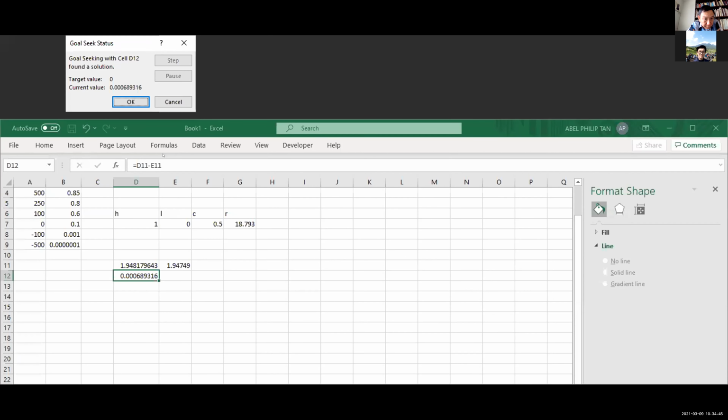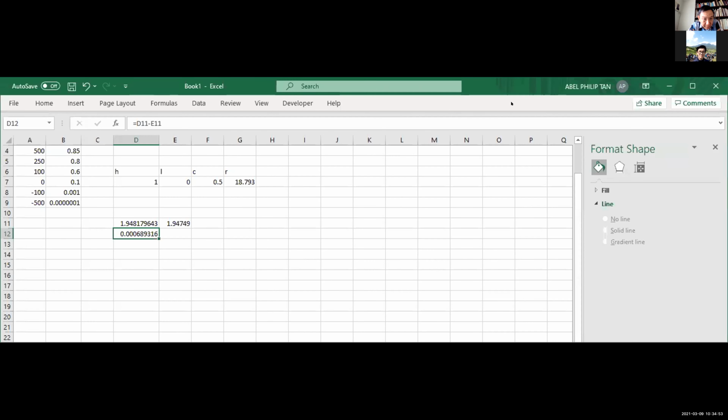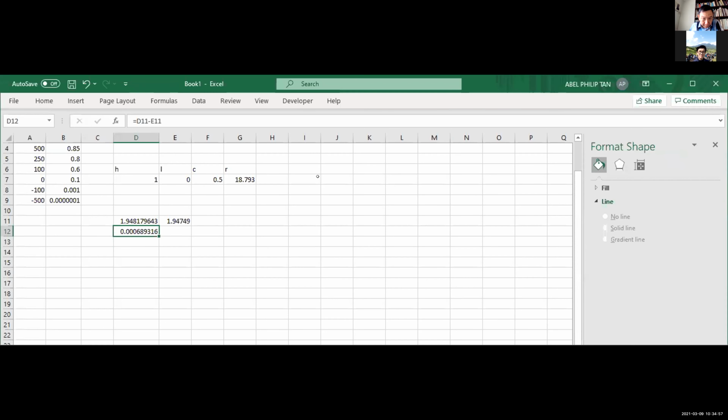Okay, so when you click OK, you get 18 point something, right? Yes, good. So I hope you can practice this. This is super simple. This is how you get the value of R, the risk tolerance in the utility function, okay?